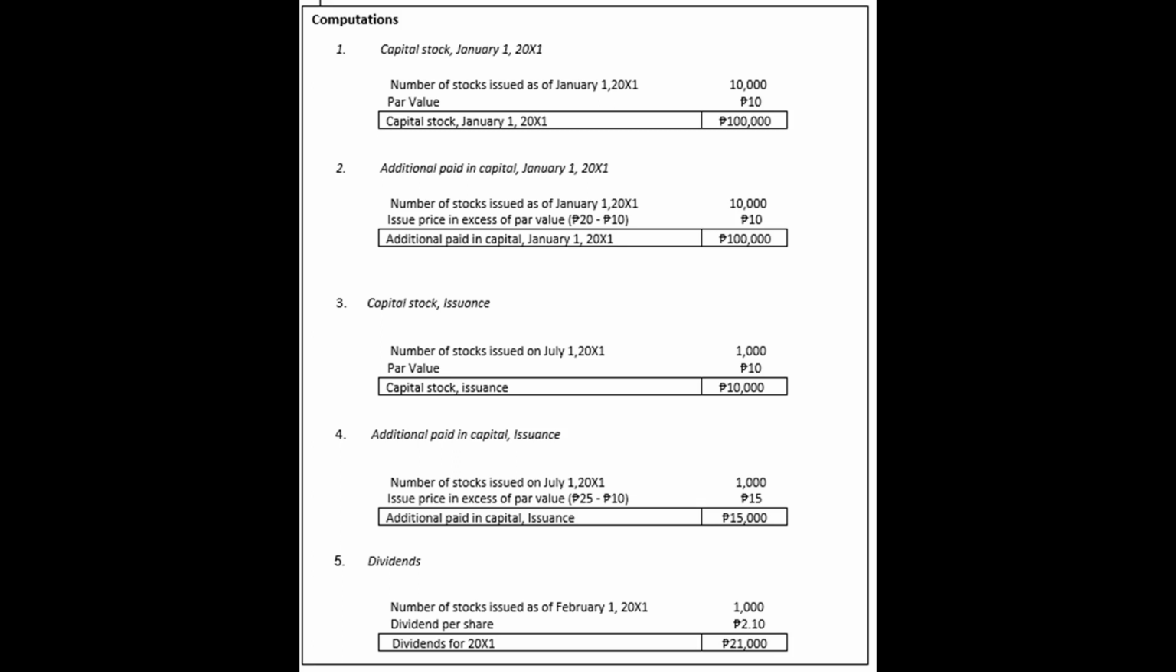So the capital stock is 100,000. Additional paid-in capital 100,000. Retained earnings 56,785. Total of 256,785. Issuance of shares is 10,000. Additional paid-in capital issuance of shares is 15,000. Total of 25,000. Net income is 65,870 and the dividends is 21,500. The total of overall capital of the corporation is 326,155.